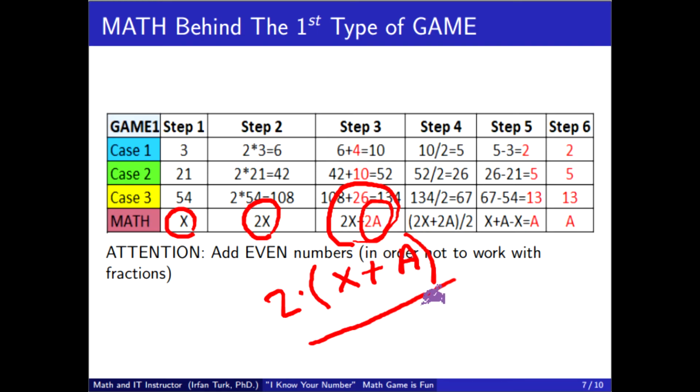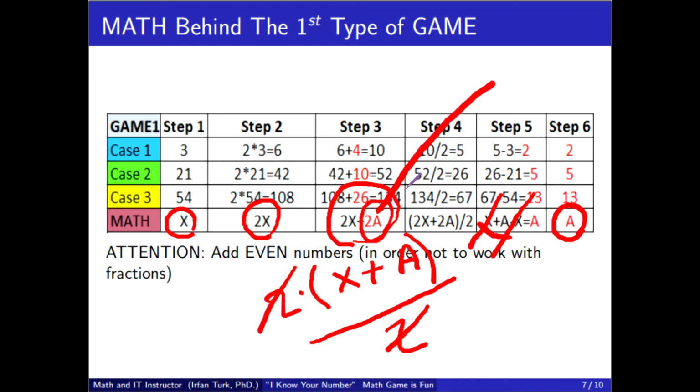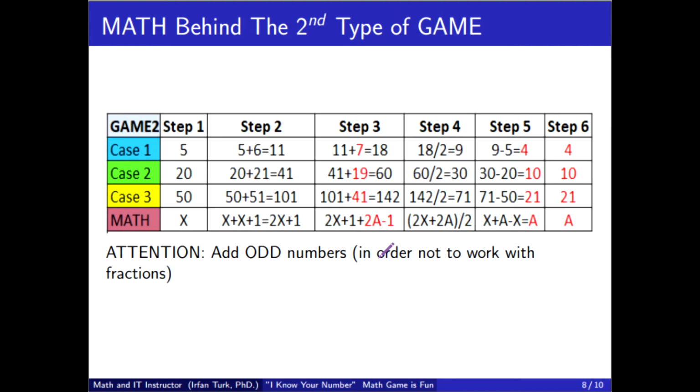And once you divide this by 2, these are gone. So x plus a will be left over, which is this. And in the next step, once you subtract x, which you picked at the beginning, these are gone, and as you can see, just a will be left over, and that is going to be half of the number that you add here. So if you add 2a, the result is going to be a in all cases in this type of question.